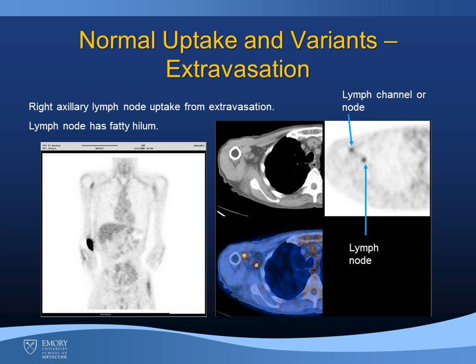This is one reason why we like to inject the patient contralateral to the side of the abnormality. So this patient had extravasation at the injection site, and we could see that there is uptake in a normal appearing lymph node as well as within a lymph channel.